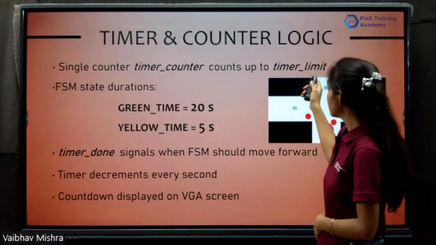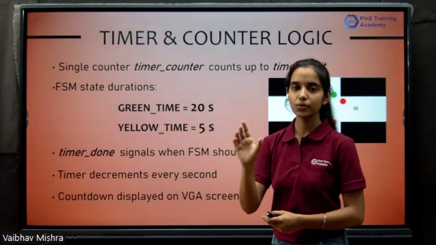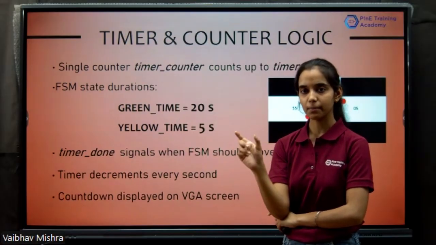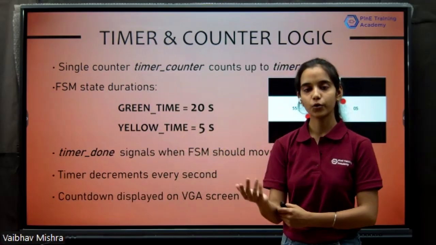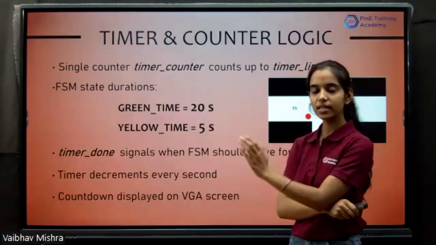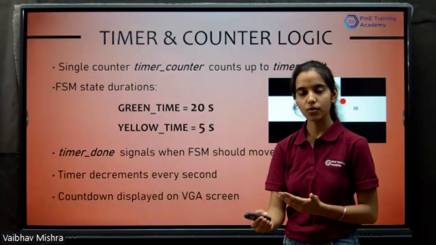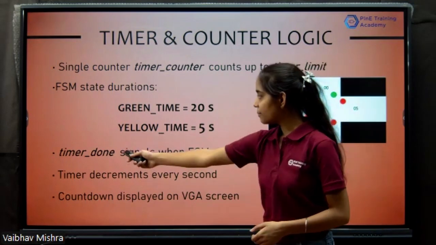Now, timer and counter logic. Basically, this green time and yellow time are our major counters. Green time is set to 20 and yellow time is set to 5. And we will be alternatively using it in our code further, where we will set the green light to glow for 20 seconds and then transition to yellow or red light based on our next state transition.